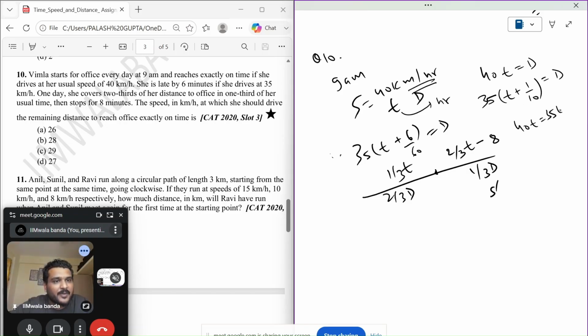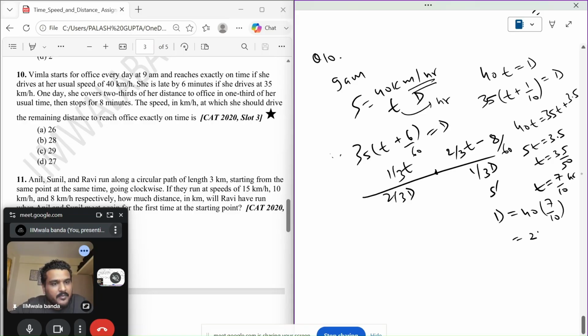40t is equal to 35t plus 3.5. 5t is equal to 3.5. T is equal to 35 by 50. We just keep it like this for now. This is in hours. Now what has happened? It has covered this, and has to cover this much time. Again 8 minutes, to make it in hours. And s dash will be the speed with which it has to cover the remaining distance. Again D also I can calculate: 40t, 28 kilometers. So now I know this distance. So speed is 1 by 3 D upon 2 by 3 T minus 8 by 60. Let's keep it like this.